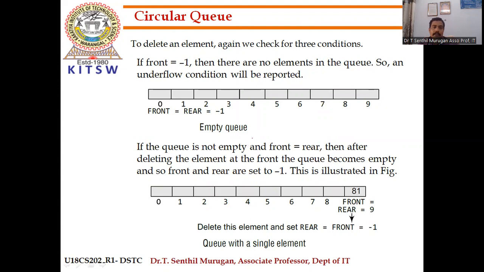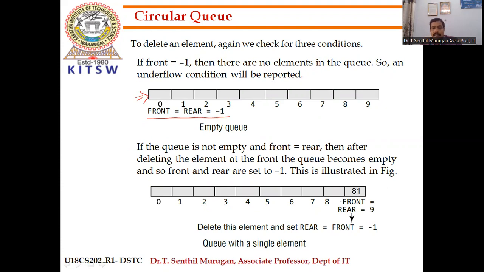How can we delete an element? I already told you: front and rear equal to minus 1. Initially we initialize the value minus 1 for the front and rear pointers. When they are equal to minus 1, it means there is no element. If there is no element, we are unable to perform the delete operation. We simply print underflow.